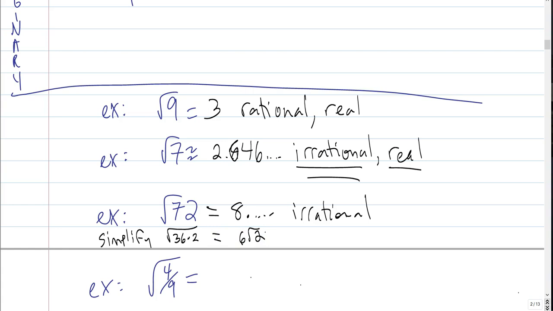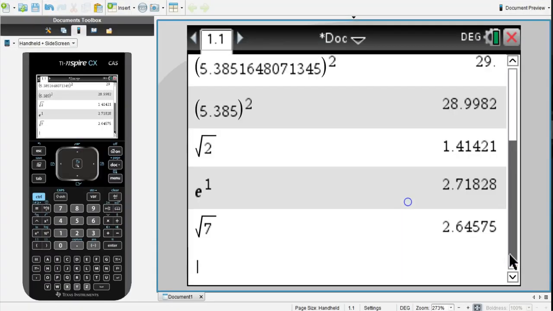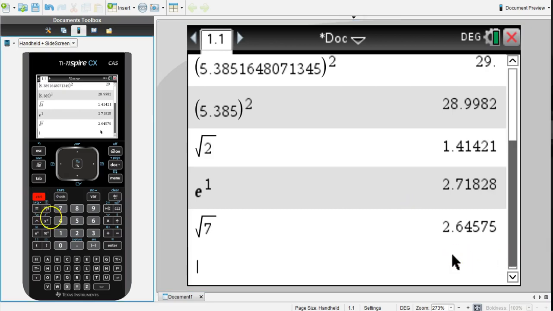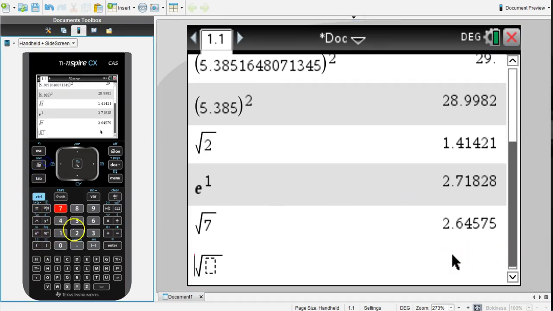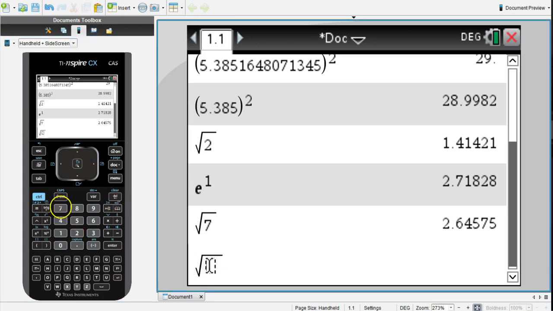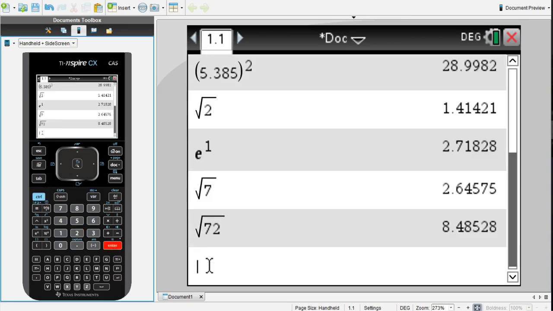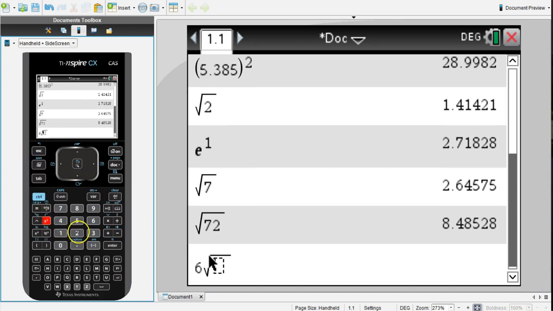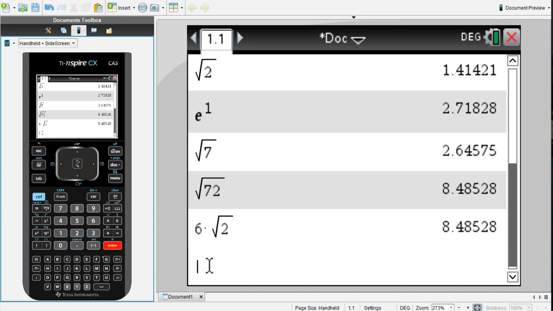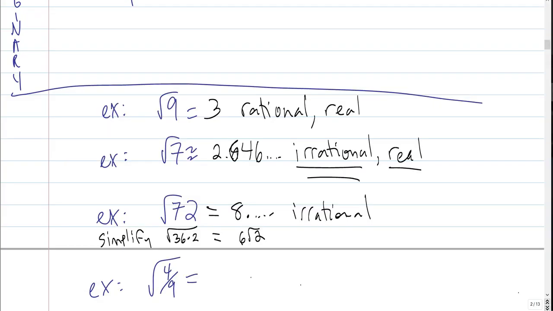So the square root of 72 can be simplified as the same thing as 6 square root of 2. And those are still the same irrational but very real number. Okay?